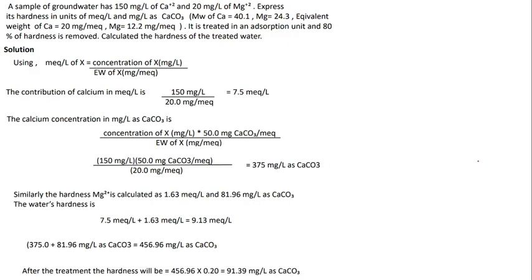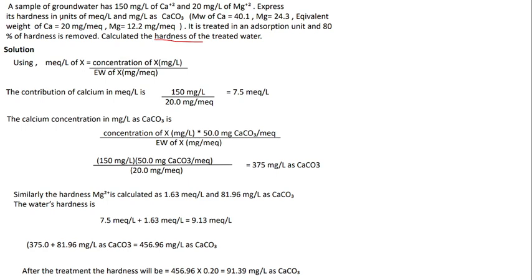Now, coming to the next problem, it is about the hardness of the water. As I said earlier, this hardness is mainly caused by two elements, which are calcium and magnesium. So the question here is a sample of groundwater has 150 mg per liter of calcium and 20 mg per liter of magnesium ions.